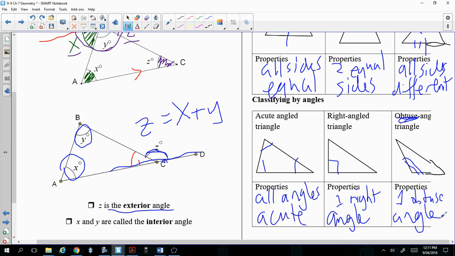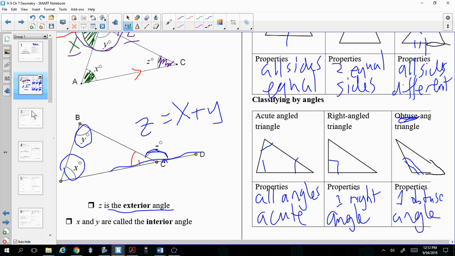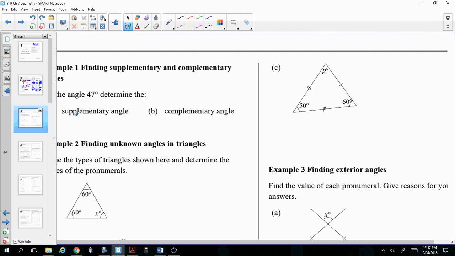All right. Once we do this, then we can continue to the next page where we do some examples. Okay. Let's go to the next page. All done? Okay, next page. All right, good.